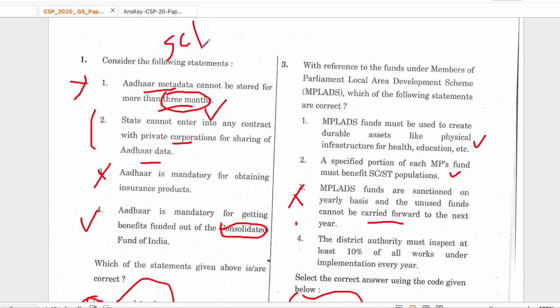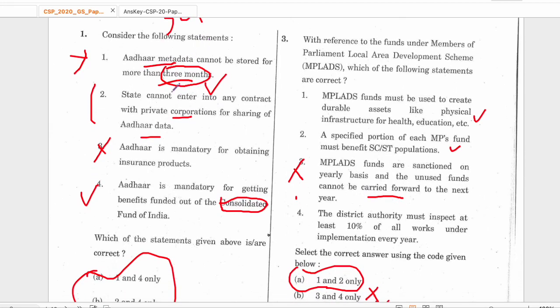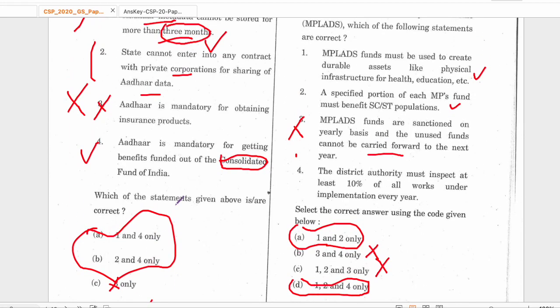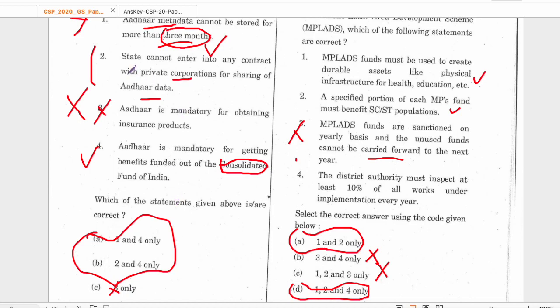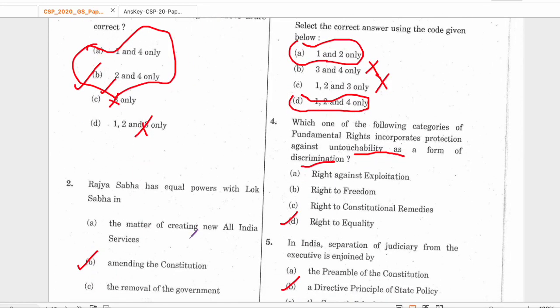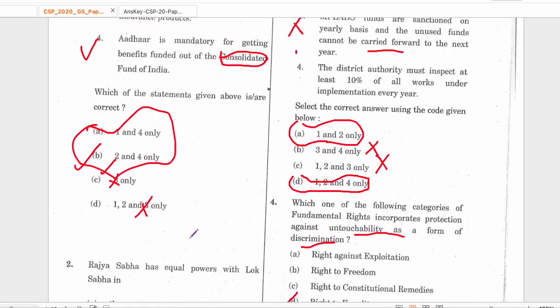So it seems correct, but insurance does not seem correct. If we apply that it is not something basic, and we eliminate this third statement, we will be left with either option A or option B. And the statement that the state cannot enter into any contract with a private corporation for sharing Aadhaar data seems correct. So we will arrive at option B, which is the correct answer. These are straightforward questions.